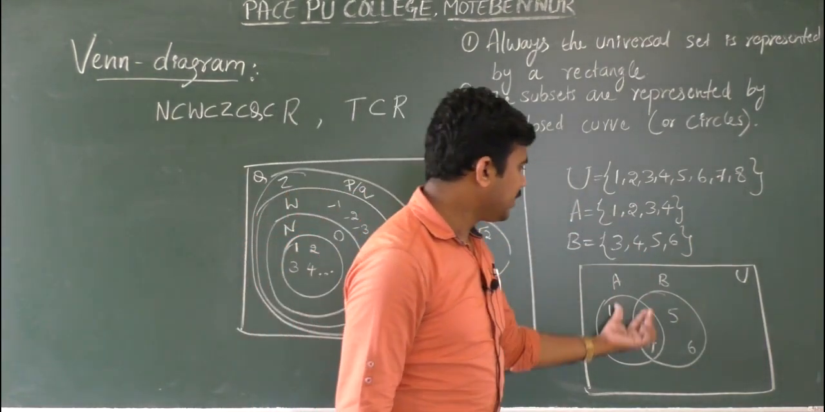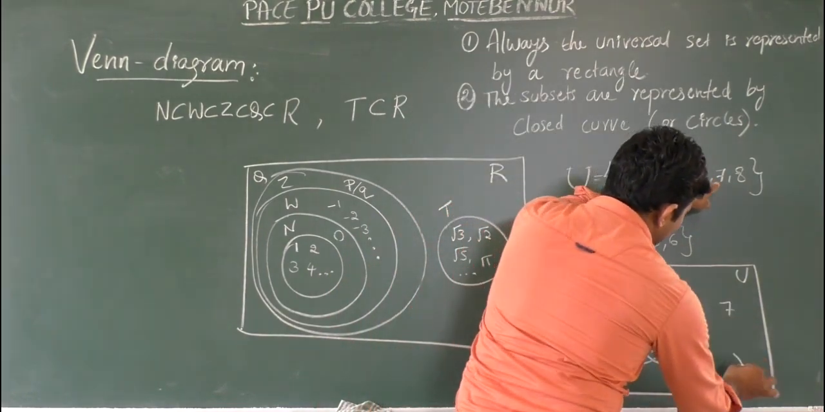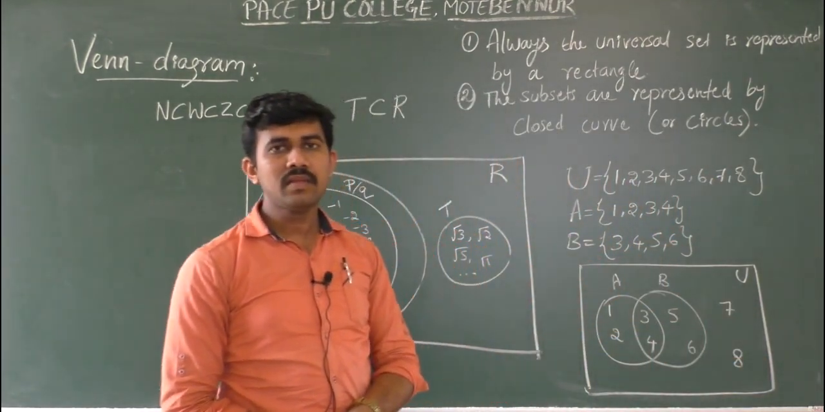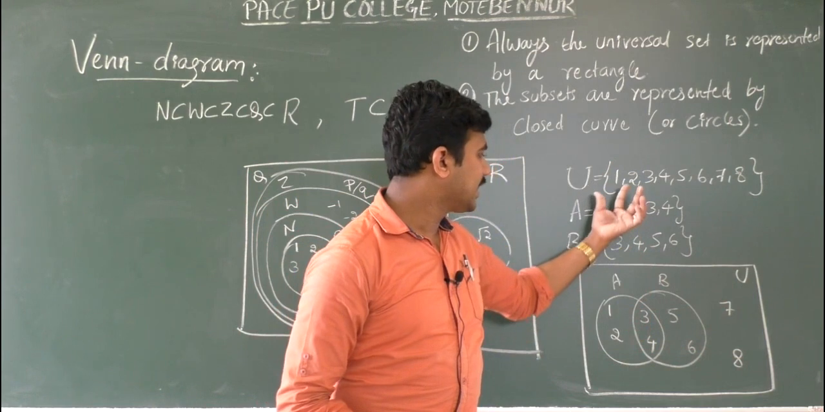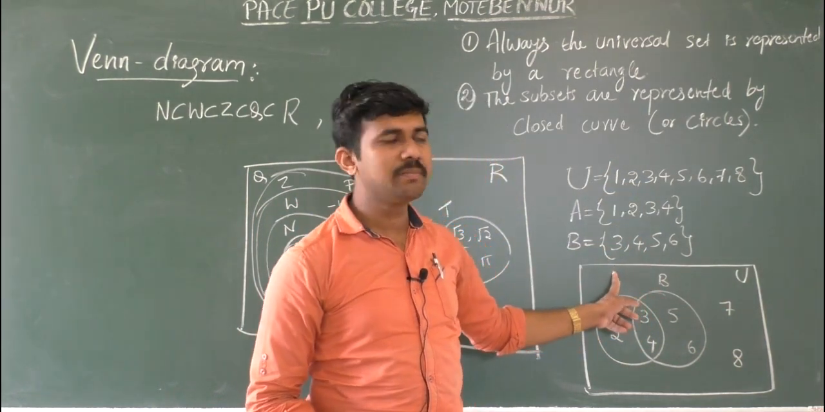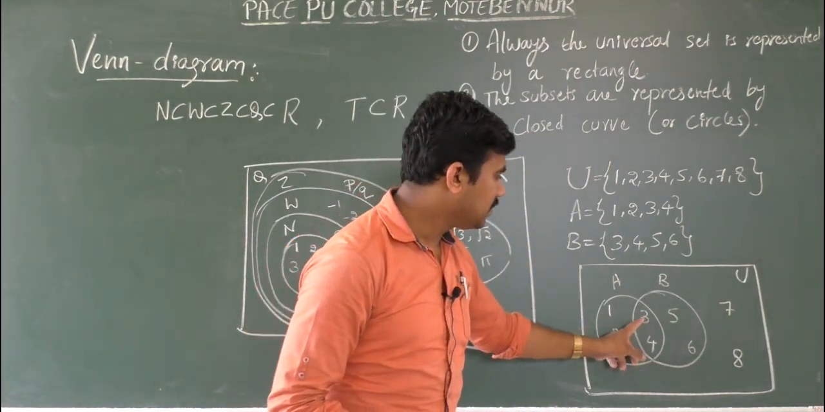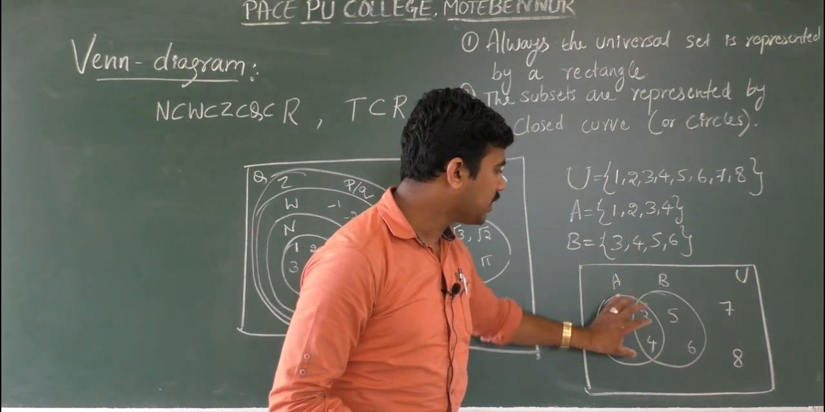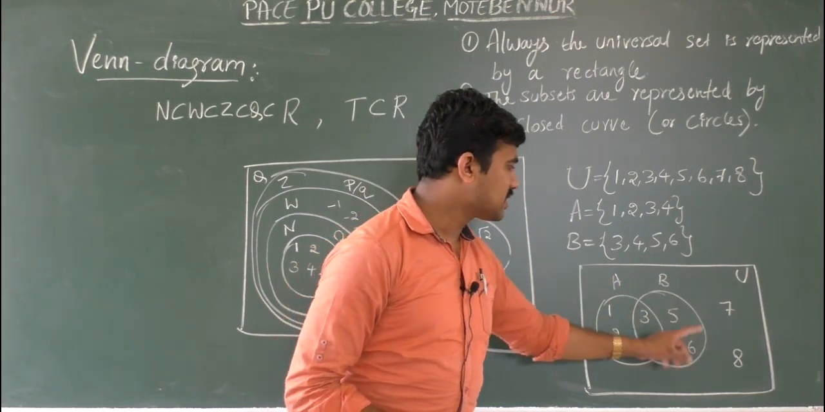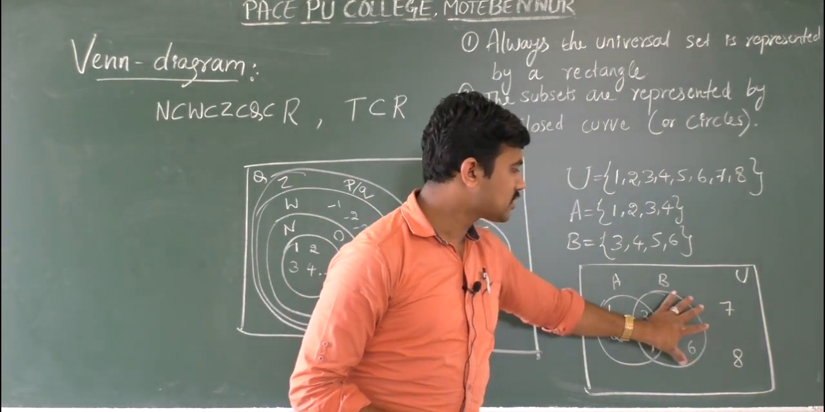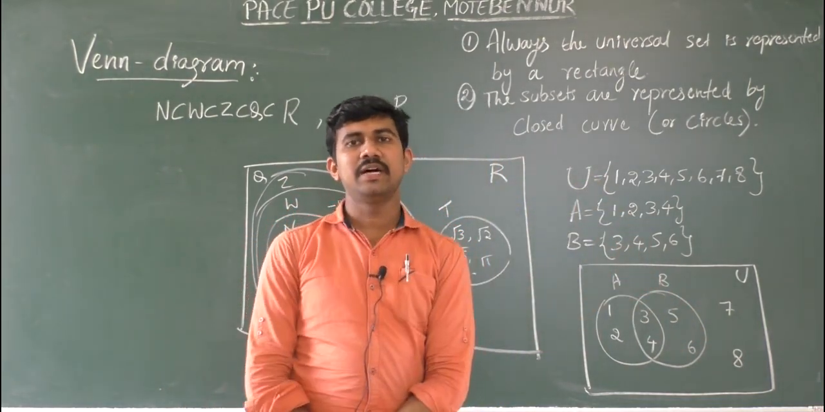And the remaining elements of the universal set other than these are 7 and 8, which are not inside A and B. This is the representation of these sets in a Venn diagram. Clearly, the Venn diagram gives the relationship between A, B and U. You can observe here that 3 and 4 are common to both A and B, 1 and 2 are only in A, 5 and 6 are only in B, and 7 and 8 do not come under A or B.